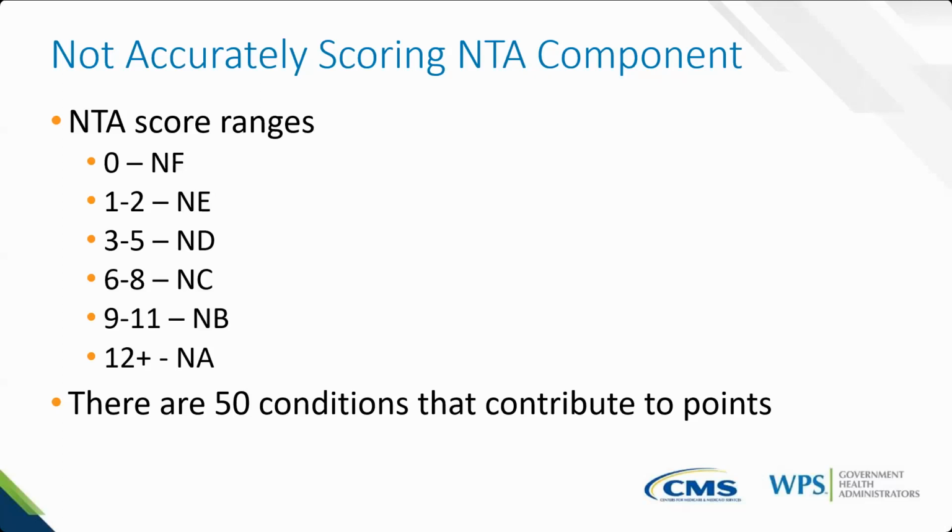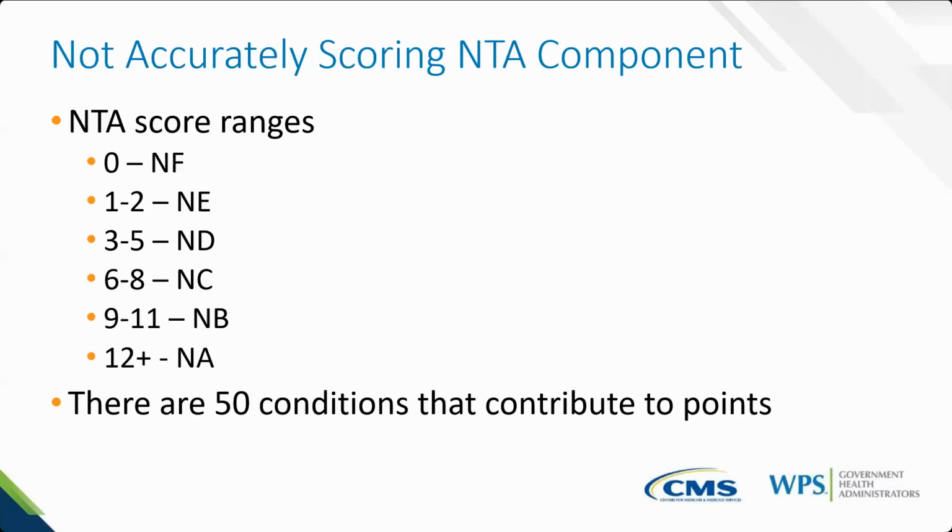So the NTA case mix groups are based on NTA score ranges. The ranges are listed here on your screen and the grouping that they go into. And you can actually find this in the RAI manual as well. The bottom line is that accurate payment in the NTA component depends on coding each and every NTA comorbidity that the resident qualifies for according to coding instructions in the RAI manual.